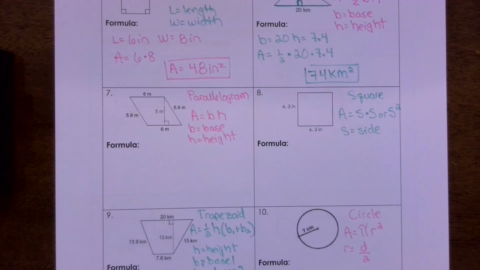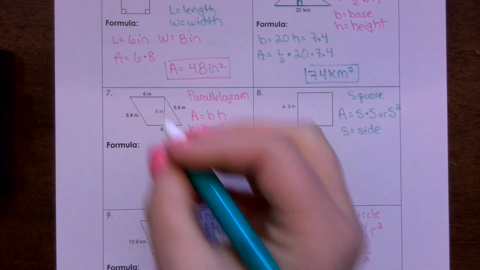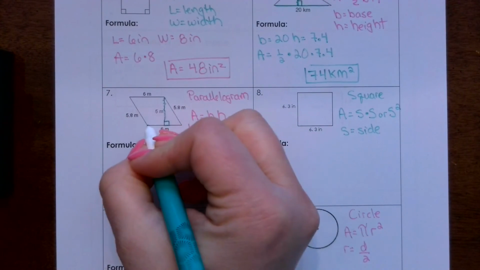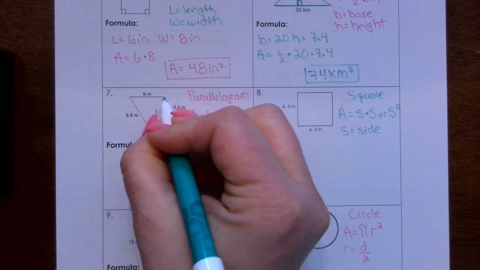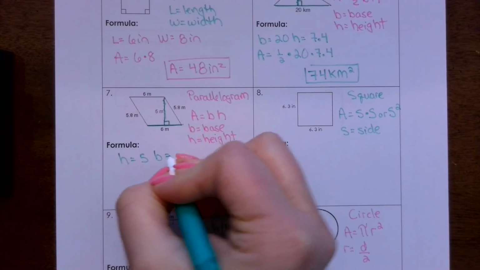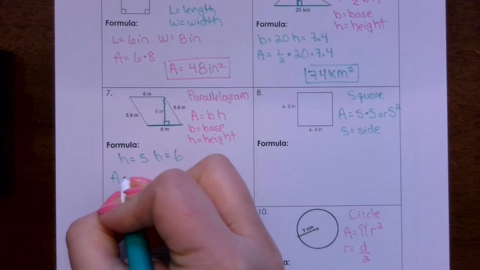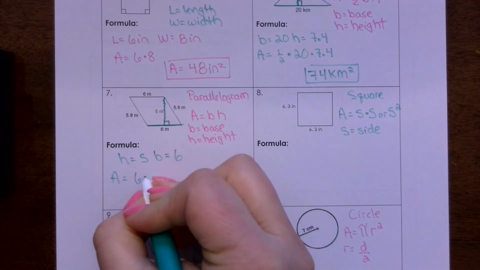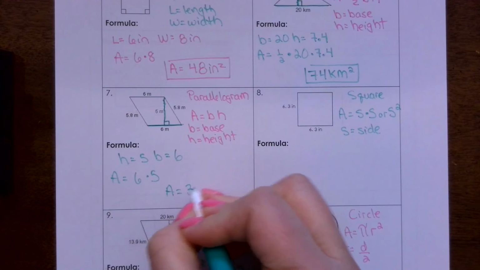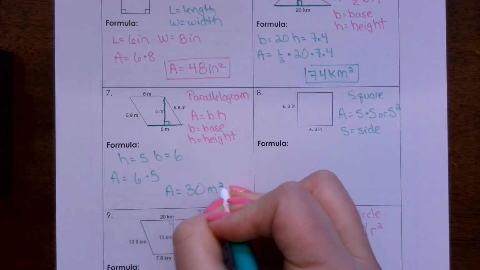All right, let's look at my parallelogram. A lot like when I've got a base, my height is going to be coming perpendicularly from my base. So here's the height, here's that right angle. So this helps me find my base and my height. My height is 5 and my base is 6. Area equals the base times the height, 6 times 5, and that is 30. These are meters squared.